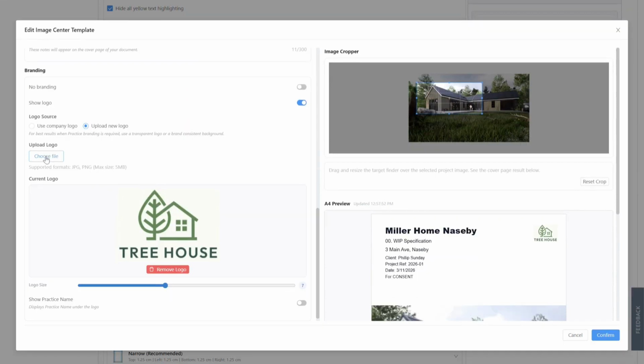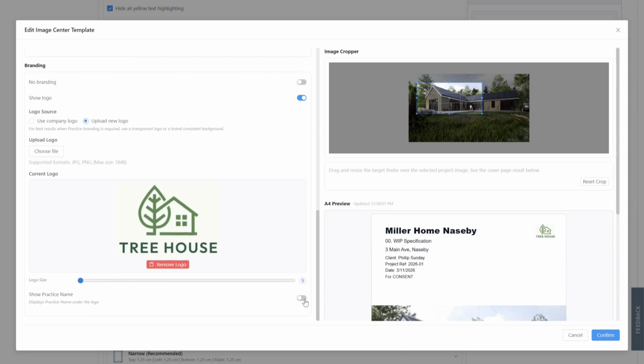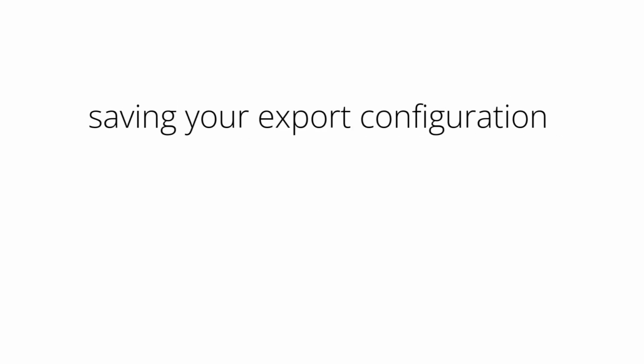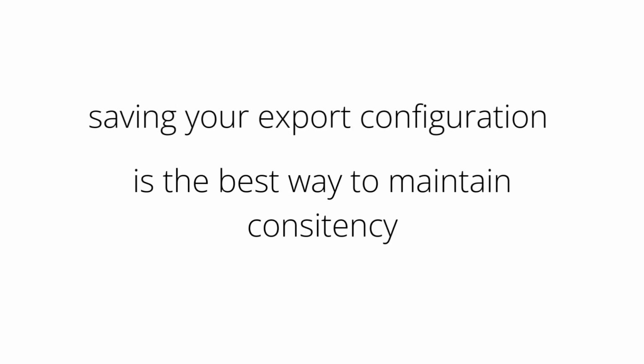Branding controls allow you to hide or display your default company logo, or even upload a new one as required. You can adjust the logo size and choose to either display or hide the practice name in plain text by a flick of a toggle switch. This new release gives you greater control over the body text in your specifications. It's important to remember that any adjustments you make here can affect your page numbering. As mentioned earlier, saving your project's export configuration is the best way to maintain consistency.